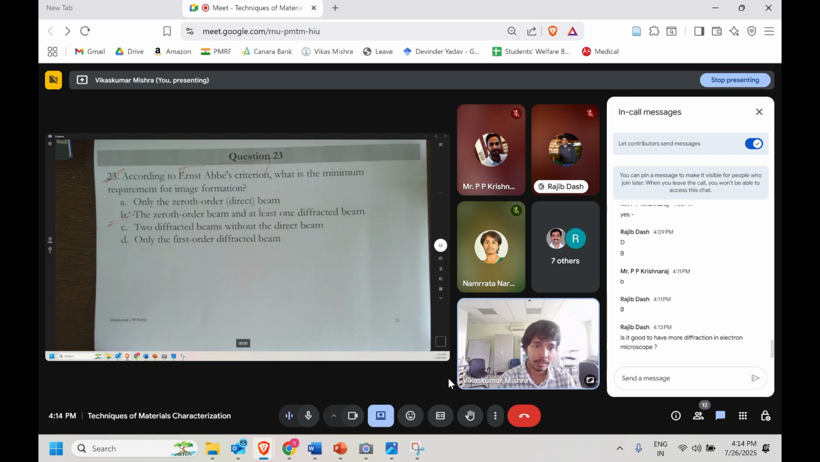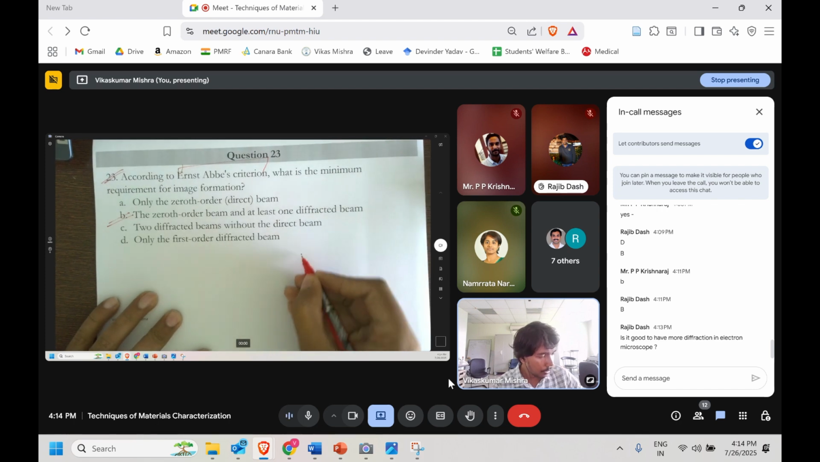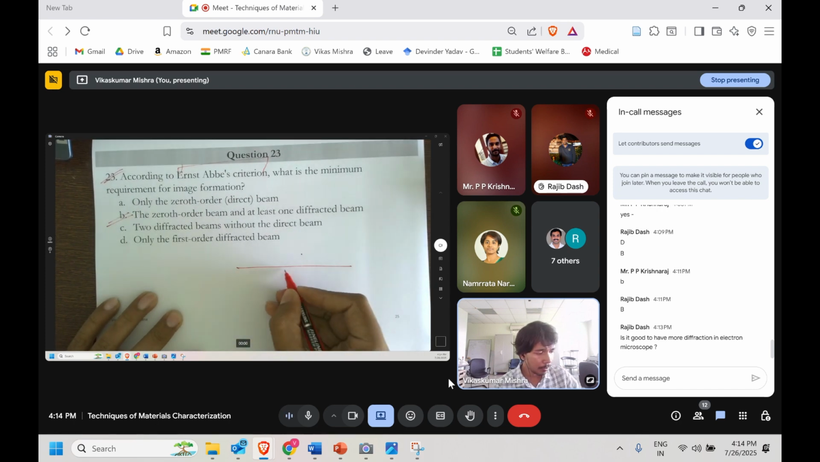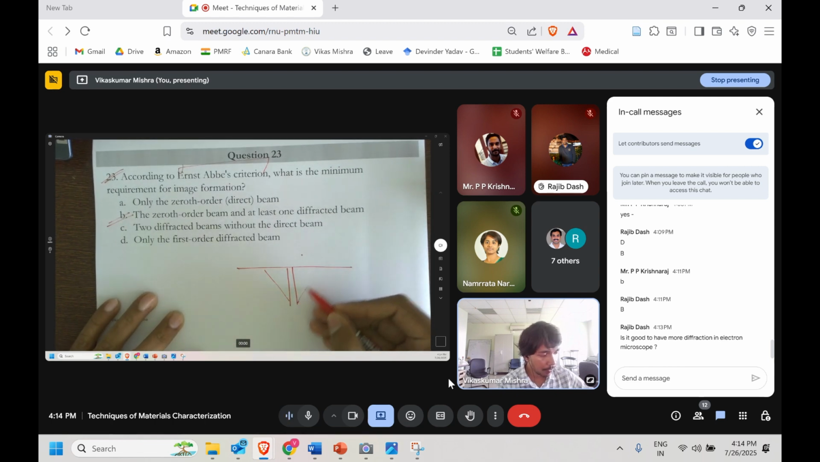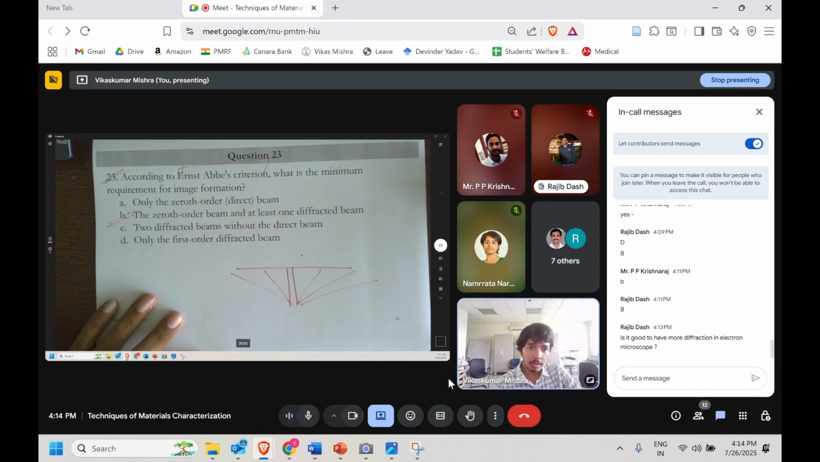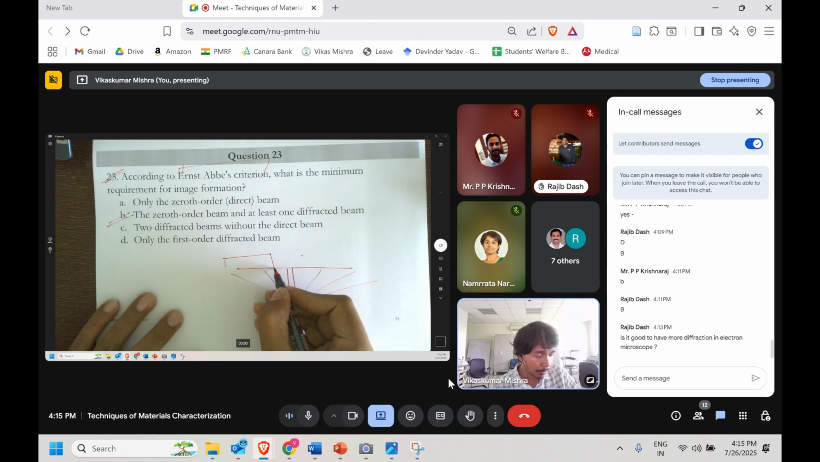Is it good to have more diffraction in electron microscopy? Without diffraction, imaging will not be possible. It is due to diffraction only that we are able to see the images, the reciprocal lattice, the diffraction pattern which we get. For example, if there is a screen and a beam is coming to it, and there are other diffracted beams, there is a lot of information saturated in these diffracted beams.